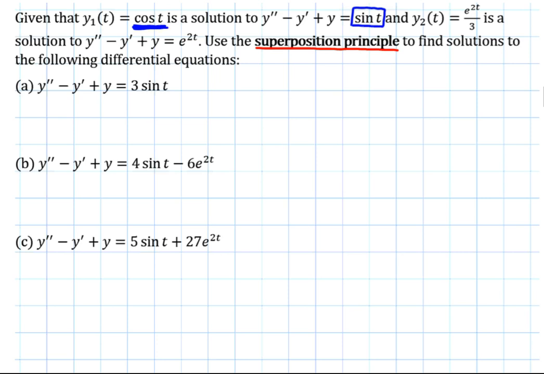If we have e to the 2t on the right hand side, then the solution will be e to the 2t over 3. So for a certain type of equation on the right hand side, we have a certain type of solution. And just one thing to note, that all of these equations, the left hand side are the same, so that we have the same homogeneous solution.